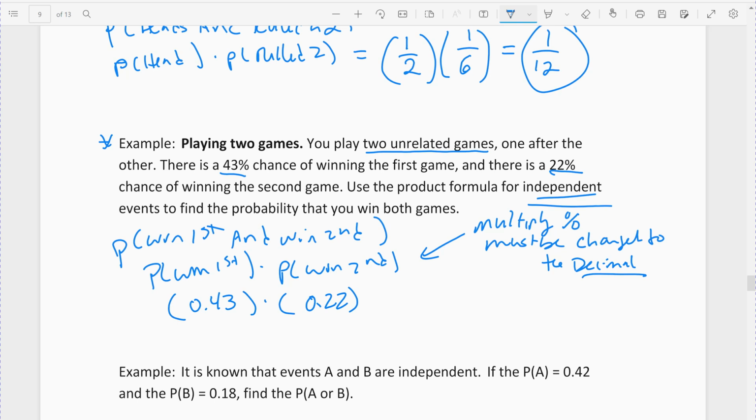So the probability 0.43 times the probability 0.22 would be 0.0946, or again the 9.5% chance of winning both games.